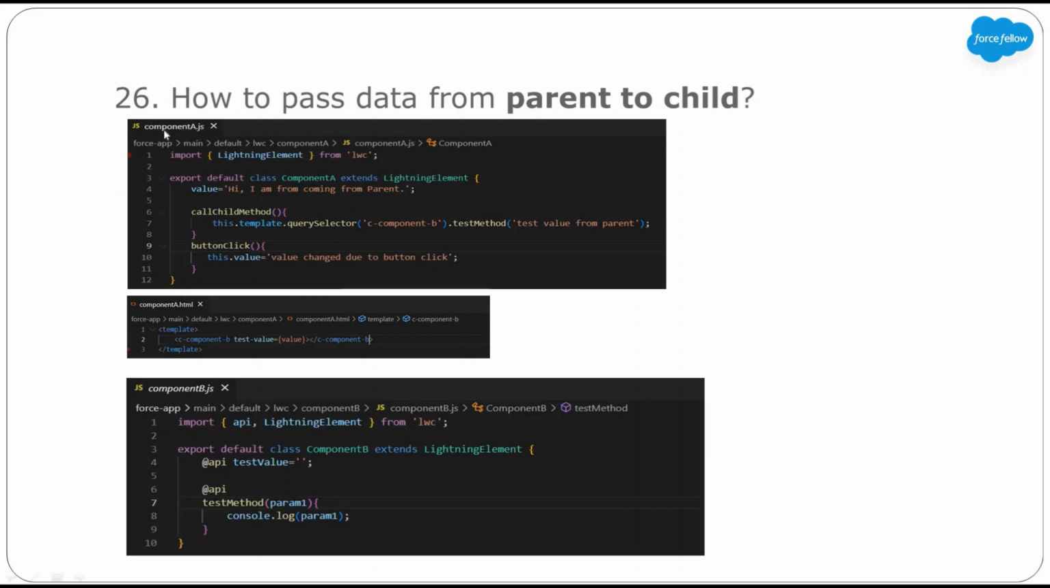So here I have two components, component A and component B. A is the parent and B is the child. Now if I want to pass data from component A to B, we should have a public property in the child component. Here on line number 4 you can see testValue with the API decorator. This is our public property. As discussed in the last slide, we need to pass that property with the HTML markup tag. Here on line number 2 you can see test-value.